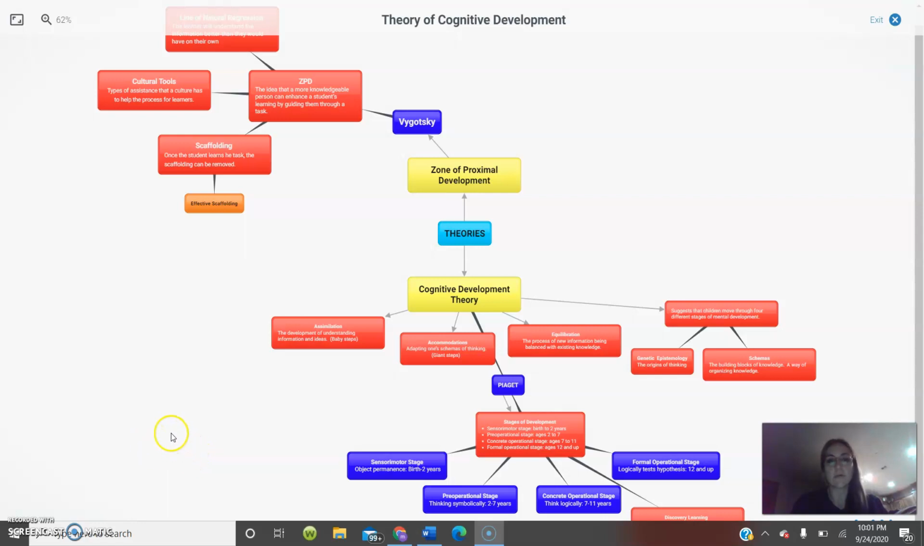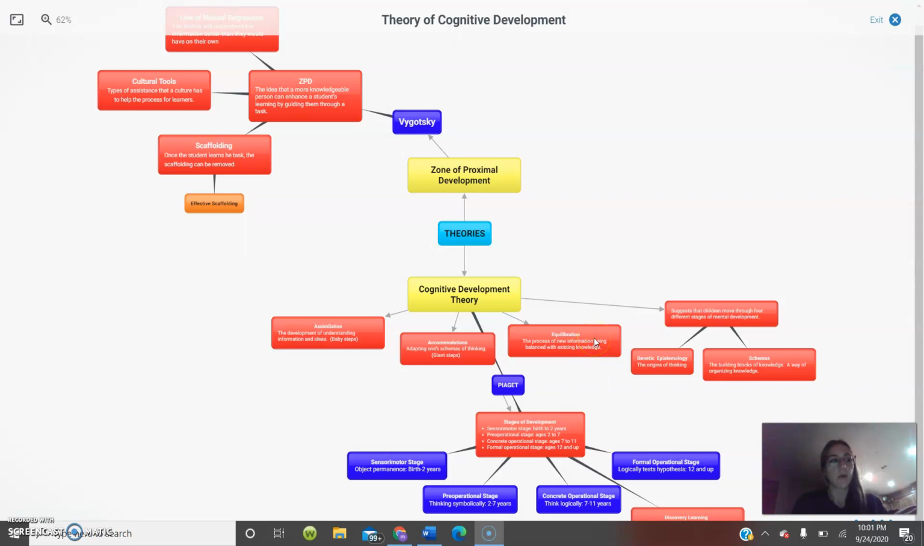The two I'll be focusing on are cognitive development theory and zone of proximal development. I'm going to start with the cognitive development theory. Some key terms in this area would be schemas, which is building blocks of knowledge, and it's basically just a way to organize knowledge.